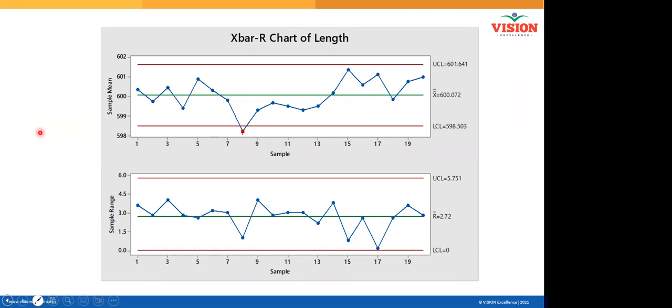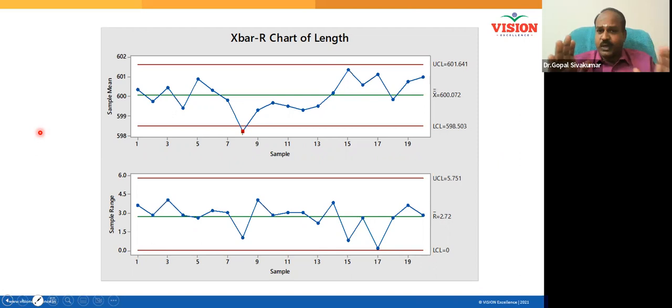Okay, sir. But here the R chart is in control. Let me complete. I'll come to the next question. Now, the R chart you understood, right?